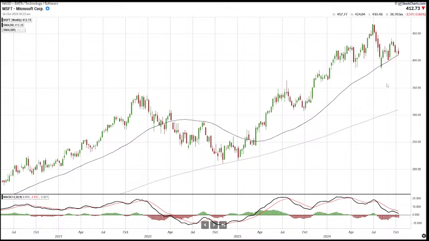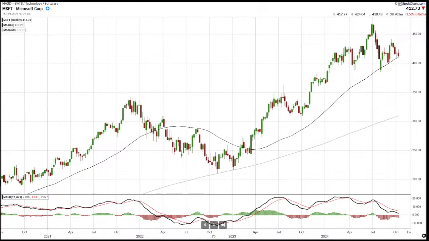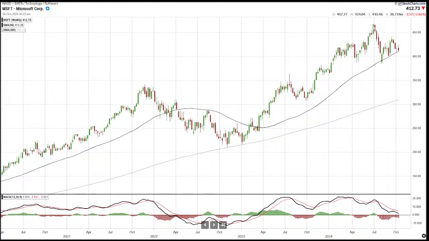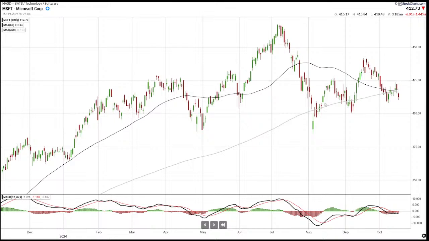it's always good to have certain stocks on your watch list that could potentially be setting up. Is Microsoft set up right now? Well, not really. Let's look at the daily chart of this just to see how she looks.